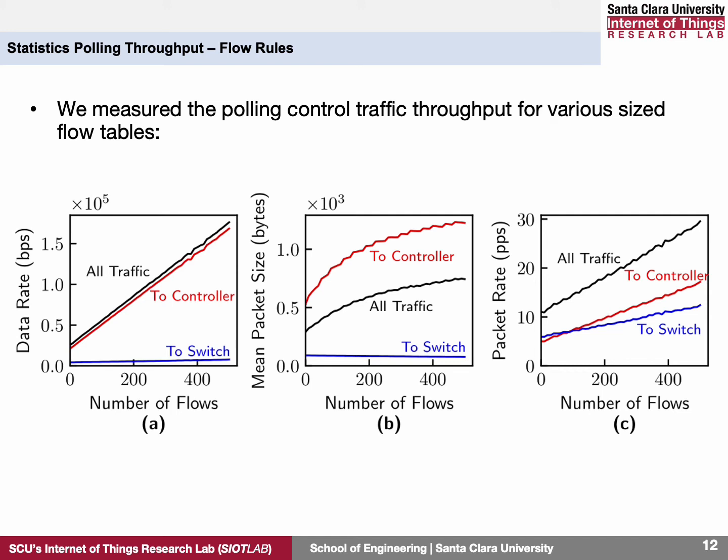The reason for this linear growth in control traffic is because the switch has to send pretty much an entire copy of its flow table each time the controller makes these statistic requests.